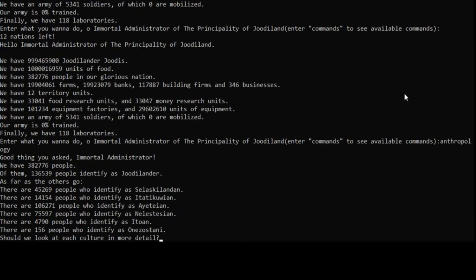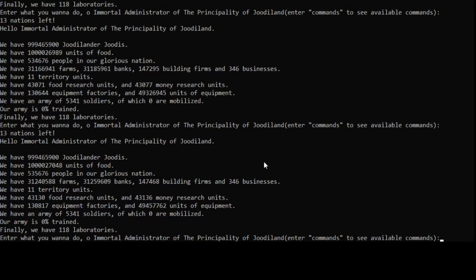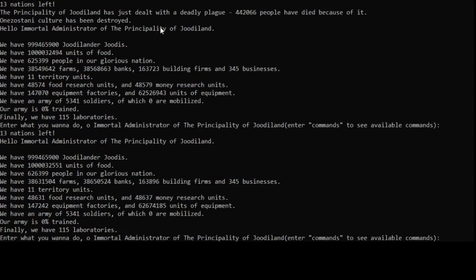Well, it's good to know that the Joodilanders are now once again a majority culture, despite the fact that they've lost their most important factor, which is the veneration of Gerard Palpatine. Oh, yes! After living amongst the Joodilander people for so long, the Tatikuian people have picked up the tradition of yearly festivals. You see, they're learning something from us.